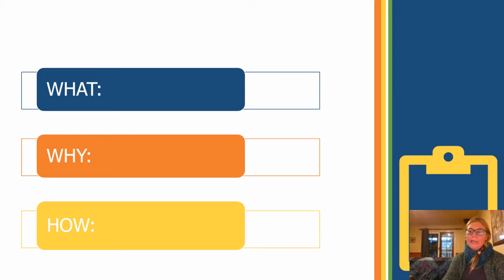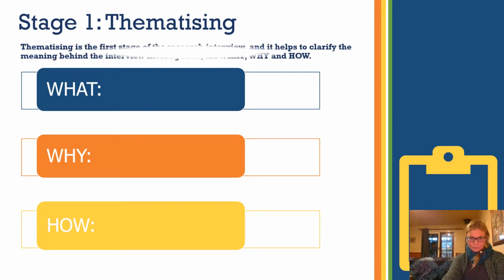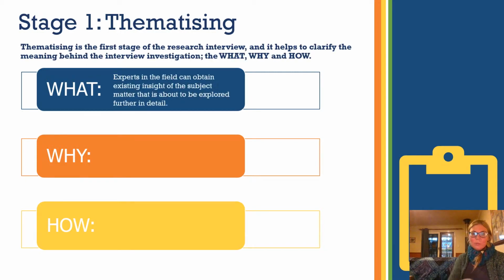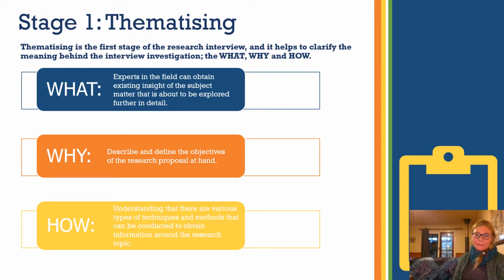So the what, why and how of our project: thematizing. The what is that experts in the field can obtain the existing insight of the subject matter that is about to be explored in further detail. Why we're doing this is to describe and define the objectives of the research proposal at hand, and how is understanding that there are various types of techniques and methods that can be conducted to obtain the information around this topic.